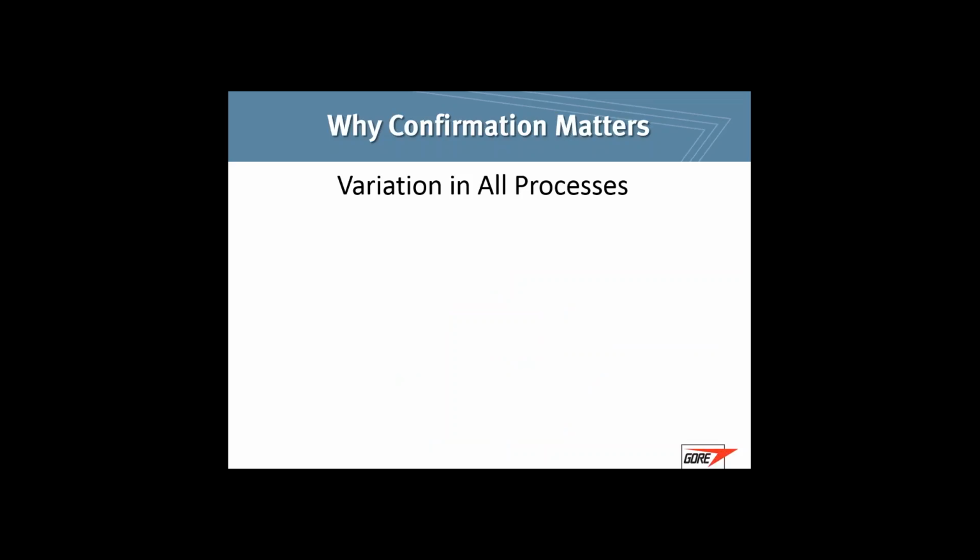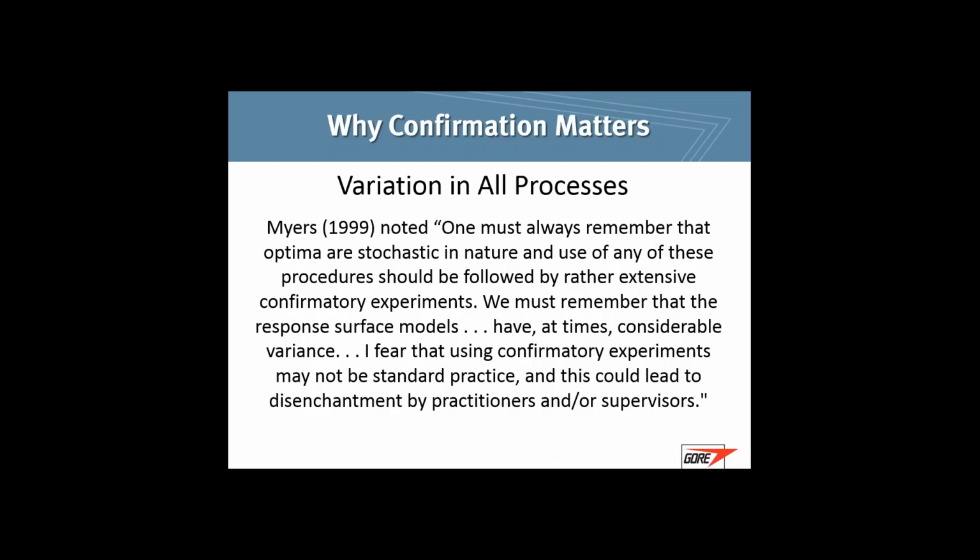And then lastly, as many of us know, there's variation in all processes. And Myers, in a really nice paper a few years back, talked about this variation. He said that one must always remember that optima are stochastic in nature. When we think of optimum, oftentimes we forget that optimums have variation. The optimum is only a point based on a model.